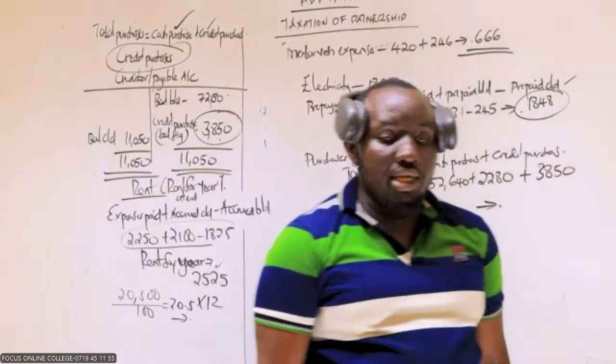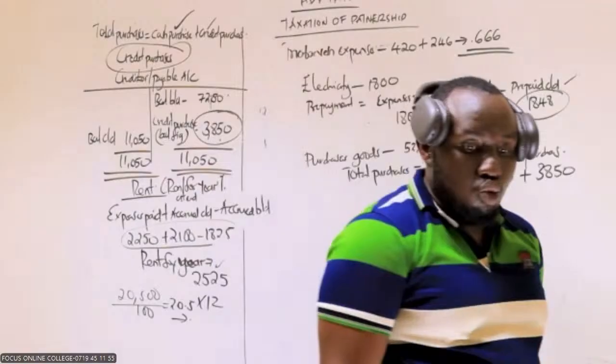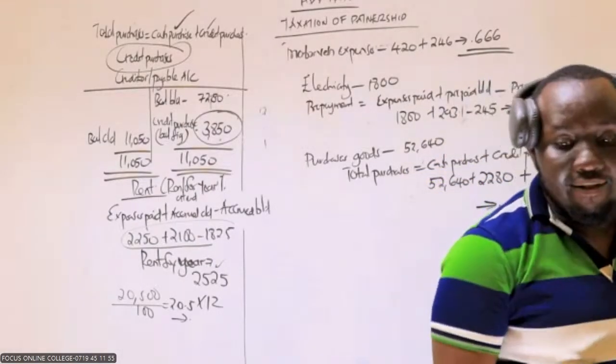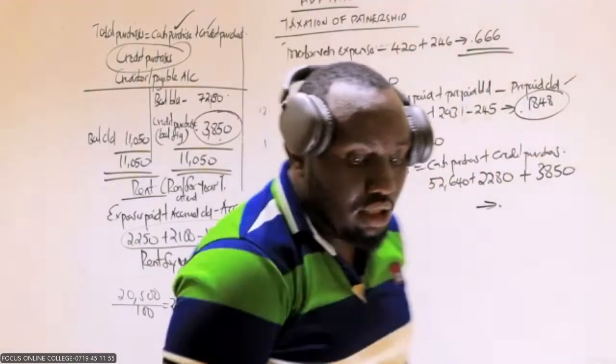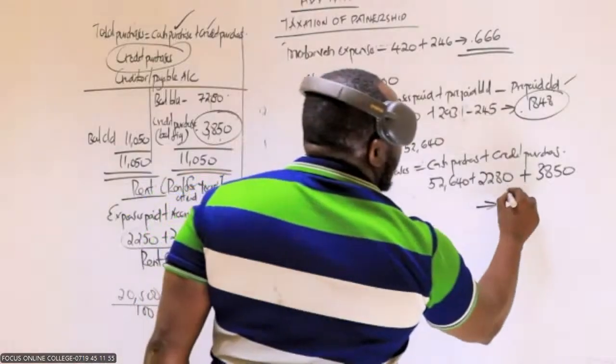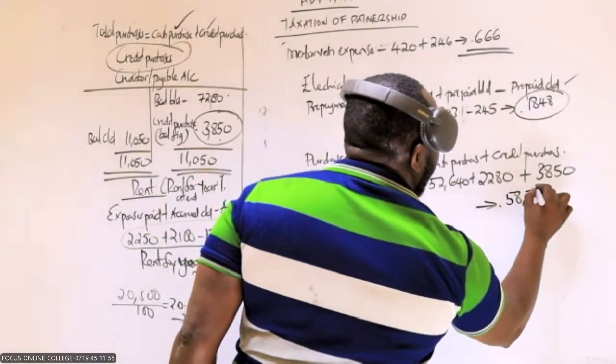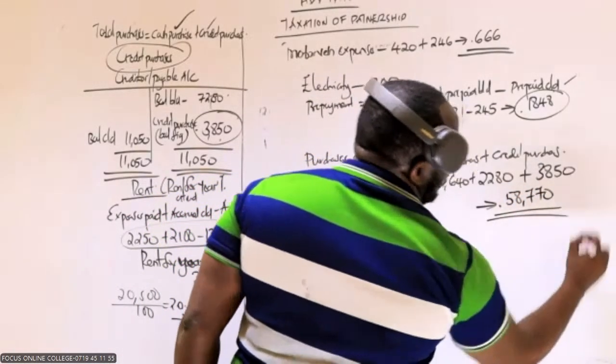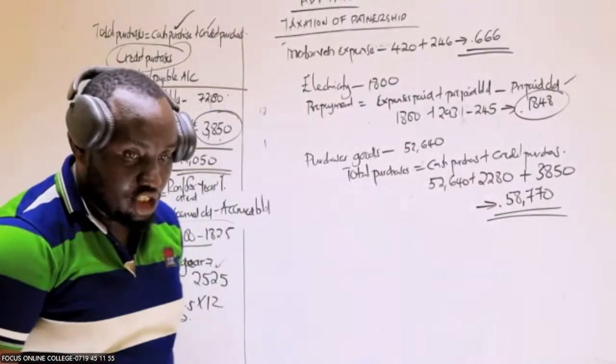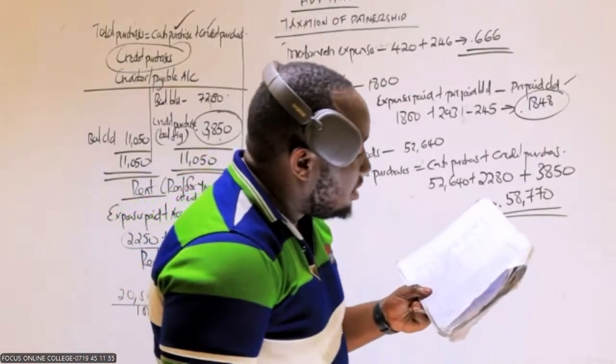So what is that figure? 5877. So this is the total purchase for the whole year. So I move to the next.